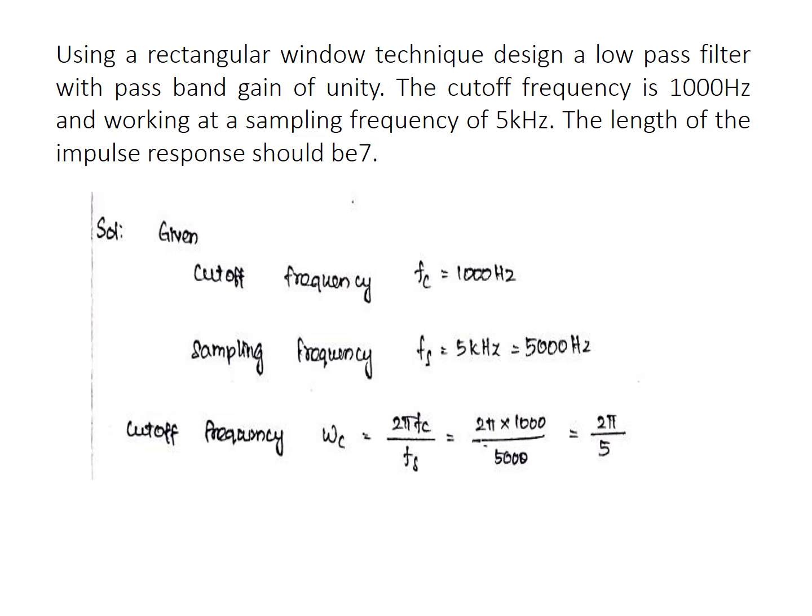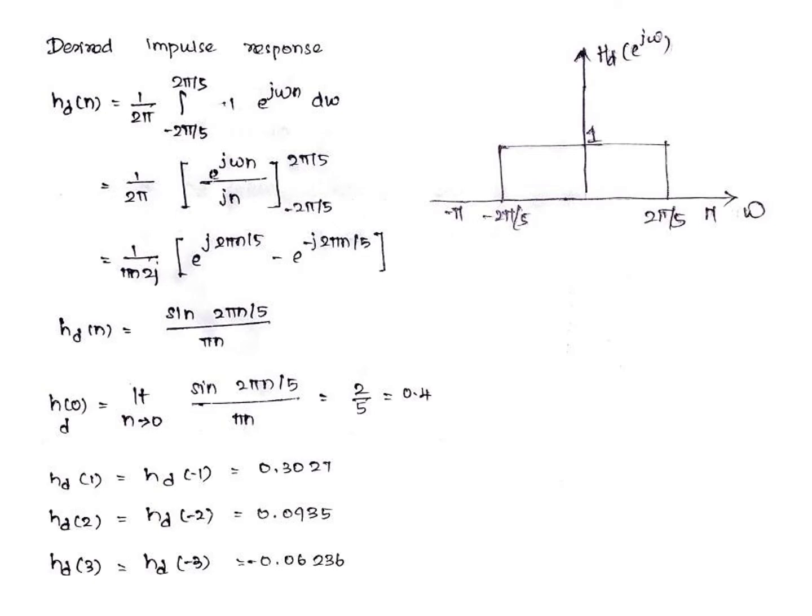From that we are going to calculate the angular cutoff frequency. Wc is equal to 2 pi fc by fs. So we get 2 pi by 5. So the desired impulse response is hd of n is equal to 1 by 2 pi integral from minus 2 pi by 5 to 2 pi by 5, the frequency response amplitude value is 1, into e power j omega n d omega.